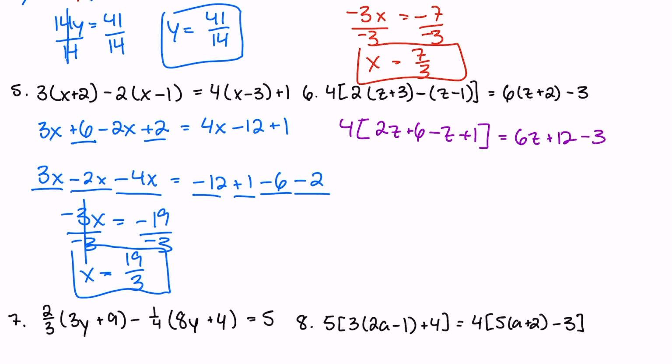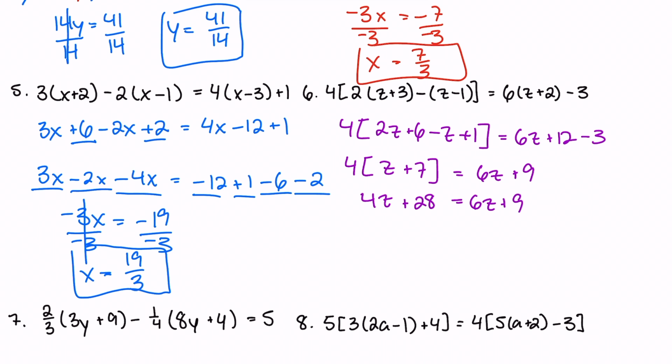Now we can simplify further within the brackets before we distribute again. So 2z minus z is going to be z, and 6 plus 1 is going to be 7. And that's going to be equal to 6z. And then 12 minus 3 is 9. So now distributing the 4, we get 4 times z, which is 4z, and 4 times 7, which is 28. And that's going to be equal to 6z plus 9.